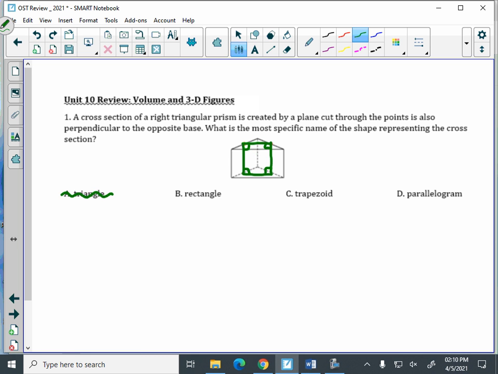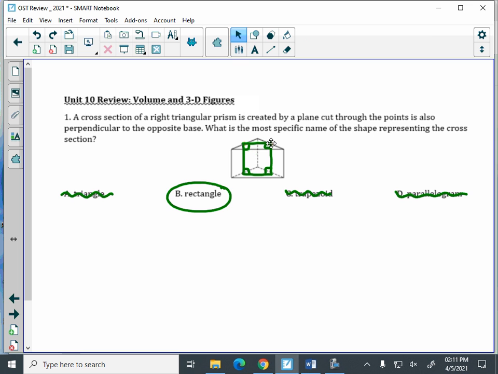That's 3 sides. And the one that best describes it would be a rectangle, because that's the definition of a rectangle. It's a quadrilateral with 4 right angles. Trapezoid doesn't have, well, it has some, but it doesn't have 4 right angles. Parallelogram, a rectangle is a parallelogram, but that's very general. There's lots of different types of parallelograms. But the one that fits this description is a rectangle.